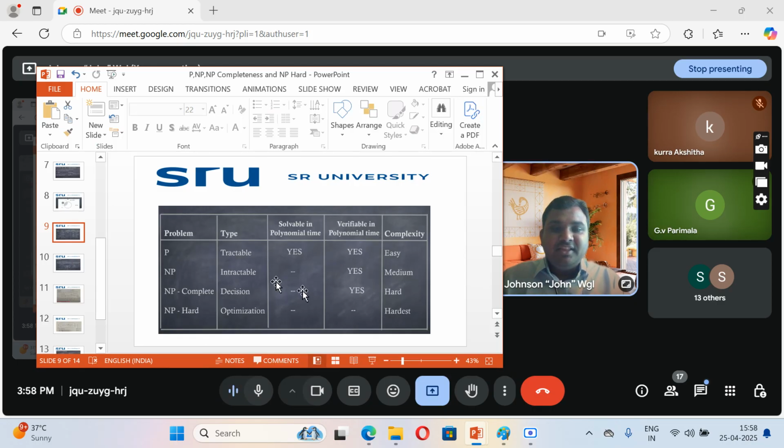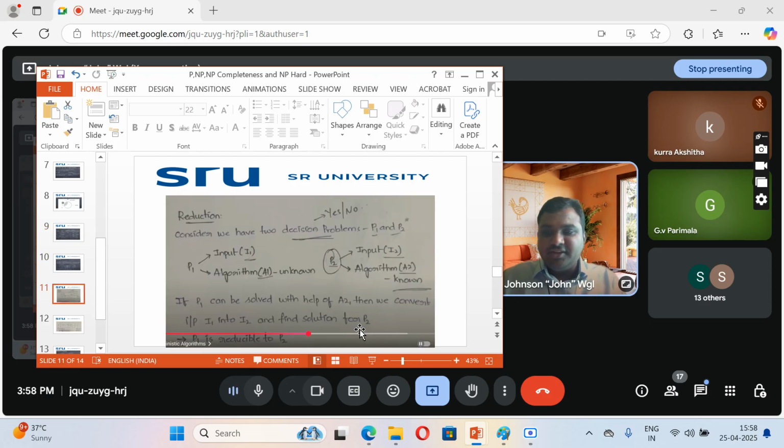These are the decision problems, approximation problem. Then NP hard is the optimization, means we'll get the optimal solution. Okay, then this is the reduction.